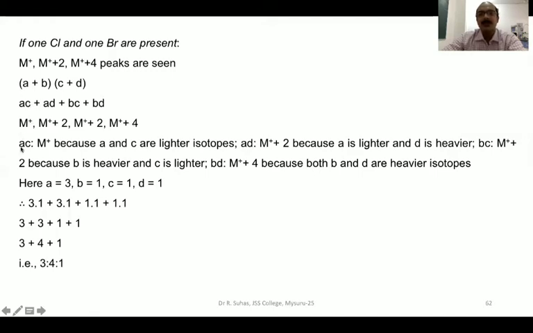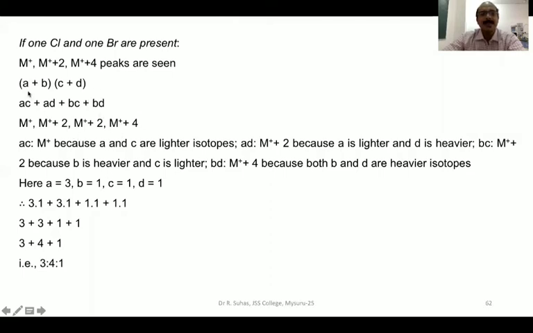It is for a simple reason: in the case of AC, A is the lighter isotope and B is the heavier isotope; in C plus D, C is the lighter isotope and D is the heavier isotope. So for AC, both are lighter isotopes, and hence it becomes M. In the case of AD, one is lighter and one is heavier, because of that we get M+2. In the case of BC, one is heavier and one is lighter, that's why we get M+2. Whereas in the case of BD, both are heavier isotopes, as a result of which we get the M+4 peak.